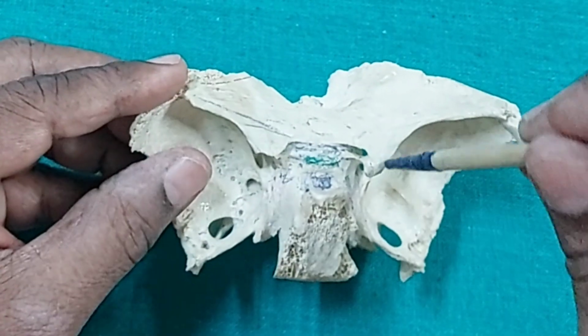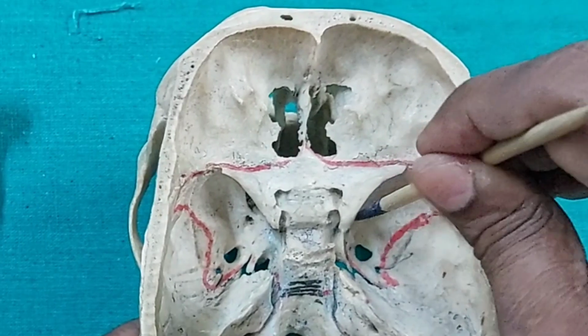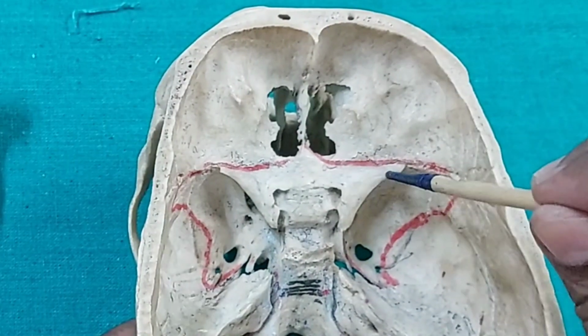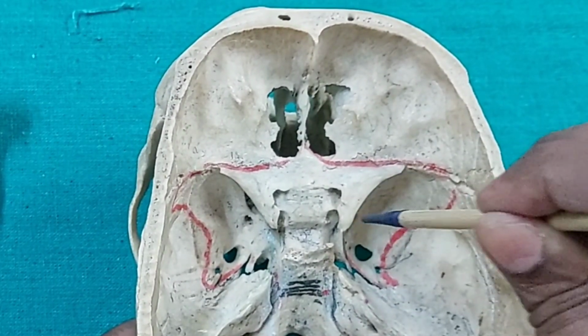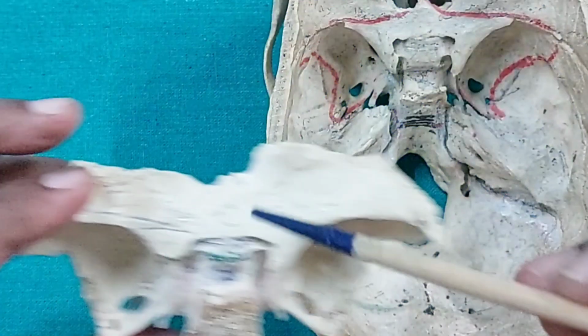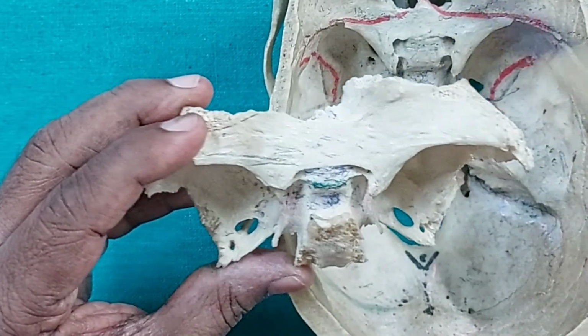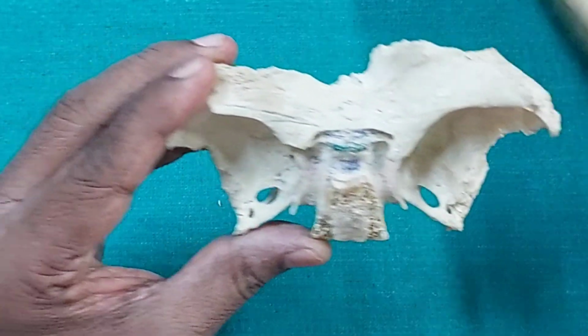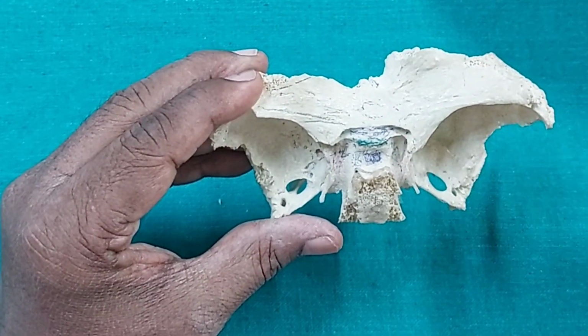And this border is free. It forms the anterior boundary of the middle cranial fossa or posterior boundary of the anterior cranial fossa. And here lies one venous sinus called sphenoparietal sinus, and this border is projecting into the lateral sulcus of the cerebral hemisphere. But the anterior border articulates with the posterior border of the orbital plate of frontal bone.